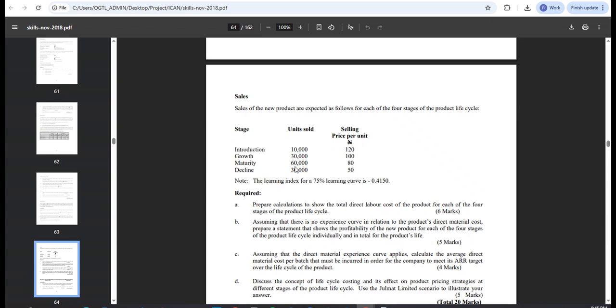If it is 75%, what will be your B? It will be log 0.75 over log 2. Log what, please? Log 0.75 over log 2. Sir, what did you say? Where did you see the minus? Oh, sorry, I have put it there. Log 0.75 over log 2.